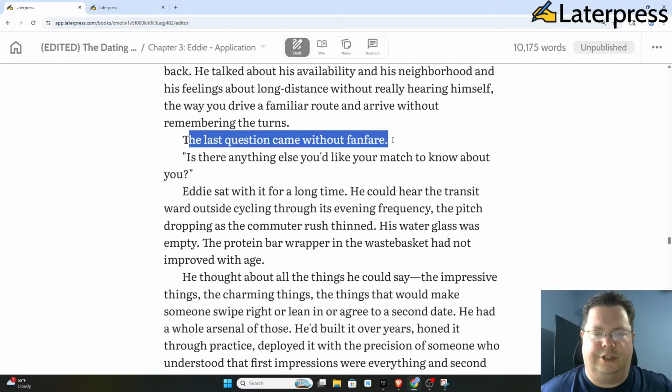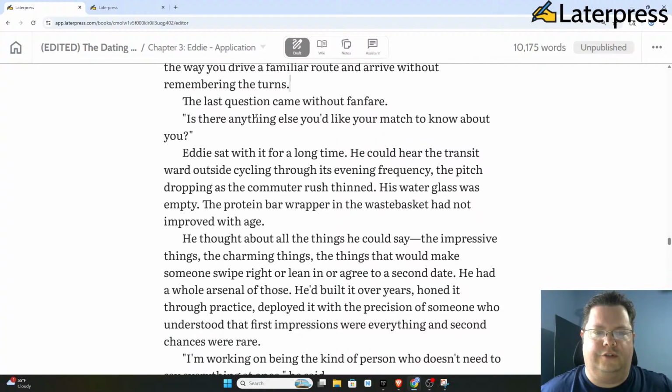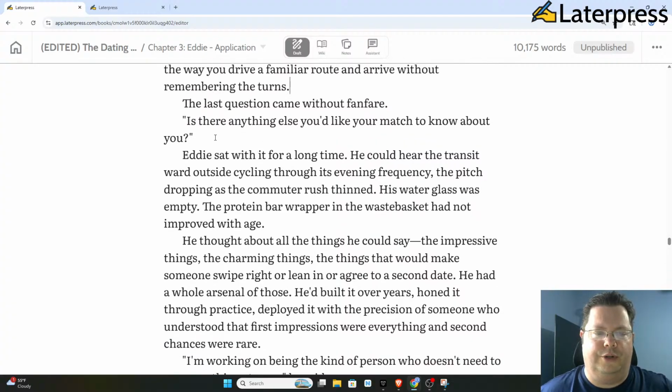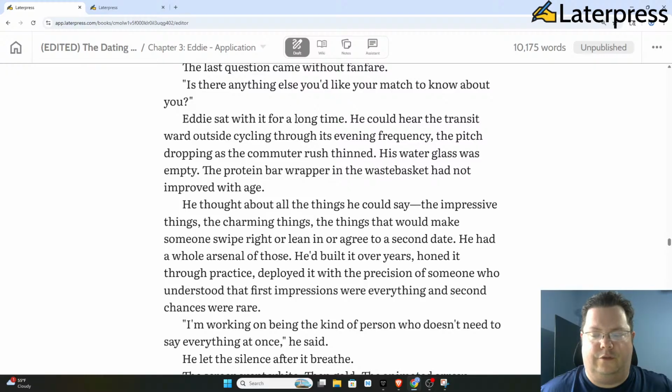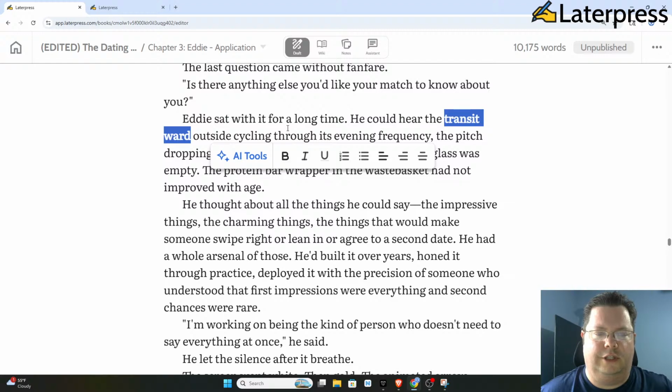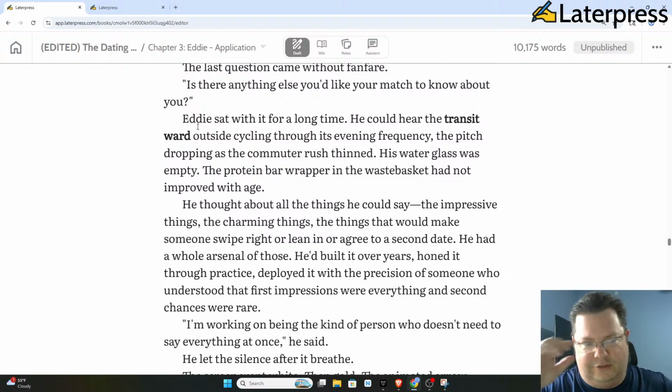The last question came without fanfare. Is there anything else you'd like your match to know about you? Eddie sat with it for a long time. He could hear the transit ward outside cycling through its evening frequency. This is another thing. It loves wards. It just throws ward out as a catch-all term for everything in fantasy.